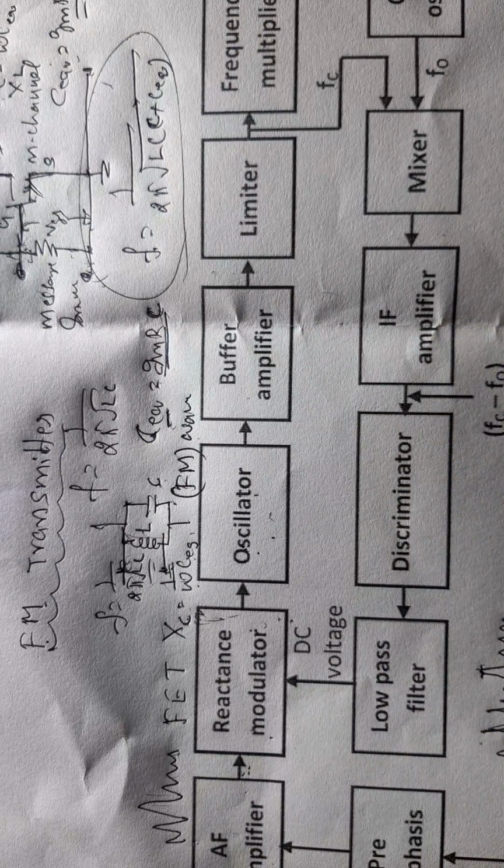The buffer amplifier is usually a common collector amplifier, because a transistor can be connected in three configurations: common base configuration, common emitter configuration, and common collector configuration. In common collector configuration, the output voltage is equal to the input voltage. There is no amplification. But the only thing is, the output impedance becomes low.